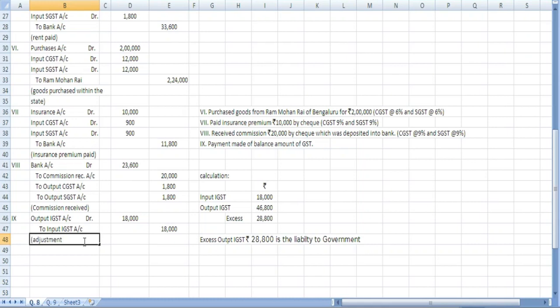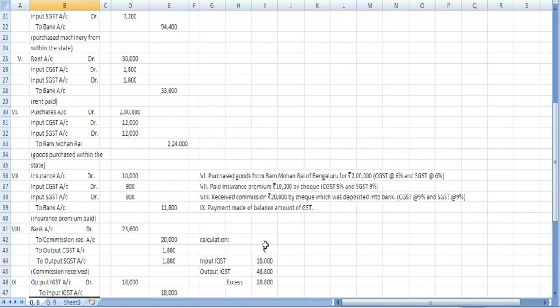Narration, adjustment of IGST. But still we have some excess, 28,800. So out of this, 18,000 is already settled. We have already settled 18,000.